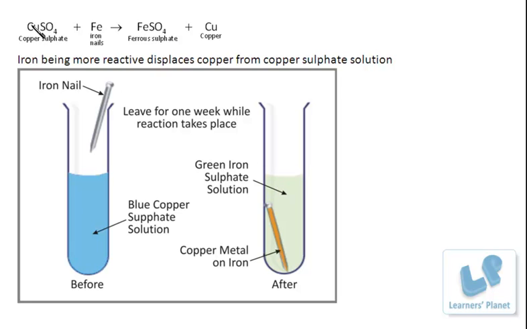Copper is displaced from copper sulfate by iron. So copper is released out. This copper deposits on the iron nail. Right? So this is also one of the examples of displacement reaction.